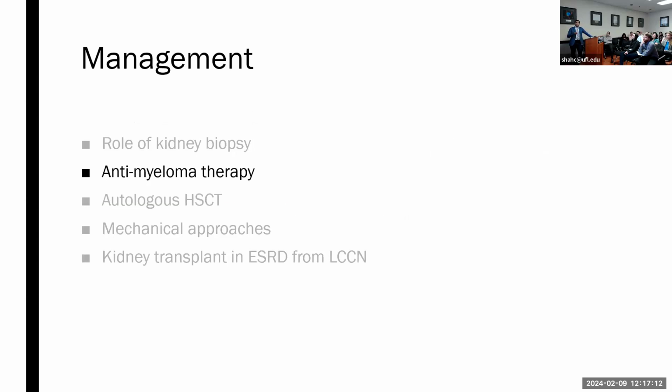Any questions about biopsy? Otherwise, we can move on to the next topic, which will be myeloma therapy.